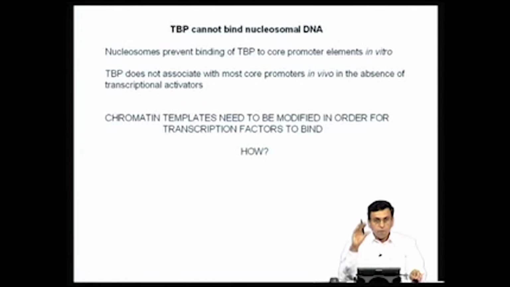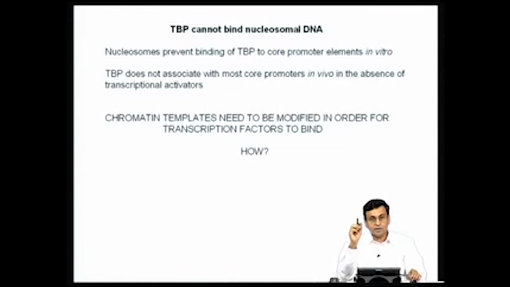Okay. So, somehow it became very clear that in order for the TBP to recognize the core promoter elements, you require transcriptional activators. So, the thinking changed to indicate that one of the mechanisms by which the transcription activators may be facilitating the assembly of the general transcription machinery at the transcription site is by removing the nucleosomes or removing the histones from that region, so that the general transcription factors can go and bind and activate transcription. So, chromatin templates need to be modified in order for the transcription factors to bind. This was the most important observation that came out of some of these early studies.